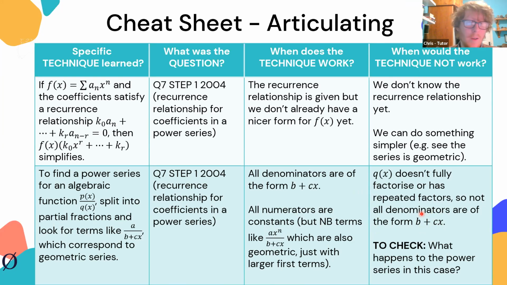So you can maybe make a note to yourself in your cheat sheet and then do some more practice in your own time, check what happens in the case where the denominator doesn't factorize, or if it has repeated factors, which is another thing that can go on. But that's the kind of thing that you come up with just by thinking about the question more in your own time.